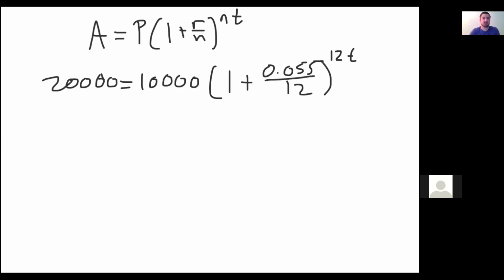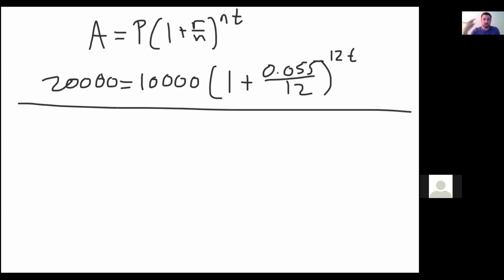So I want to figure out what time is, and this is where logs come into play. So we have different log properties. And these are what we're going to talk about, the inverse of the exponents, again, solving. Okay, so a couple of our log properties.